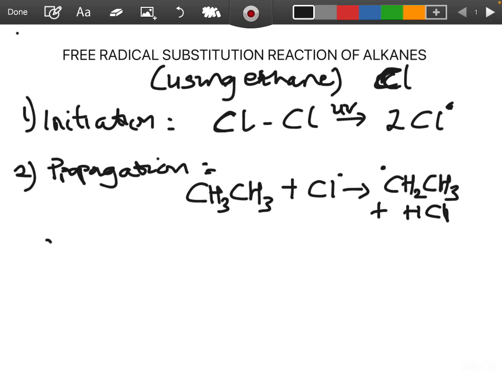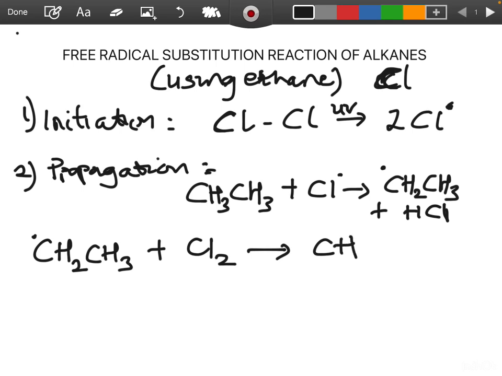Now this ethyl radical, because we are in the propagation step, radicals keep on reacting with neutral molecules and new radicals are formed. So this ethyl radical will react with a chlorine molecule, and we have chloroethane plus a chlorine radical. So the chlorine radical will now be regenerated in this step.